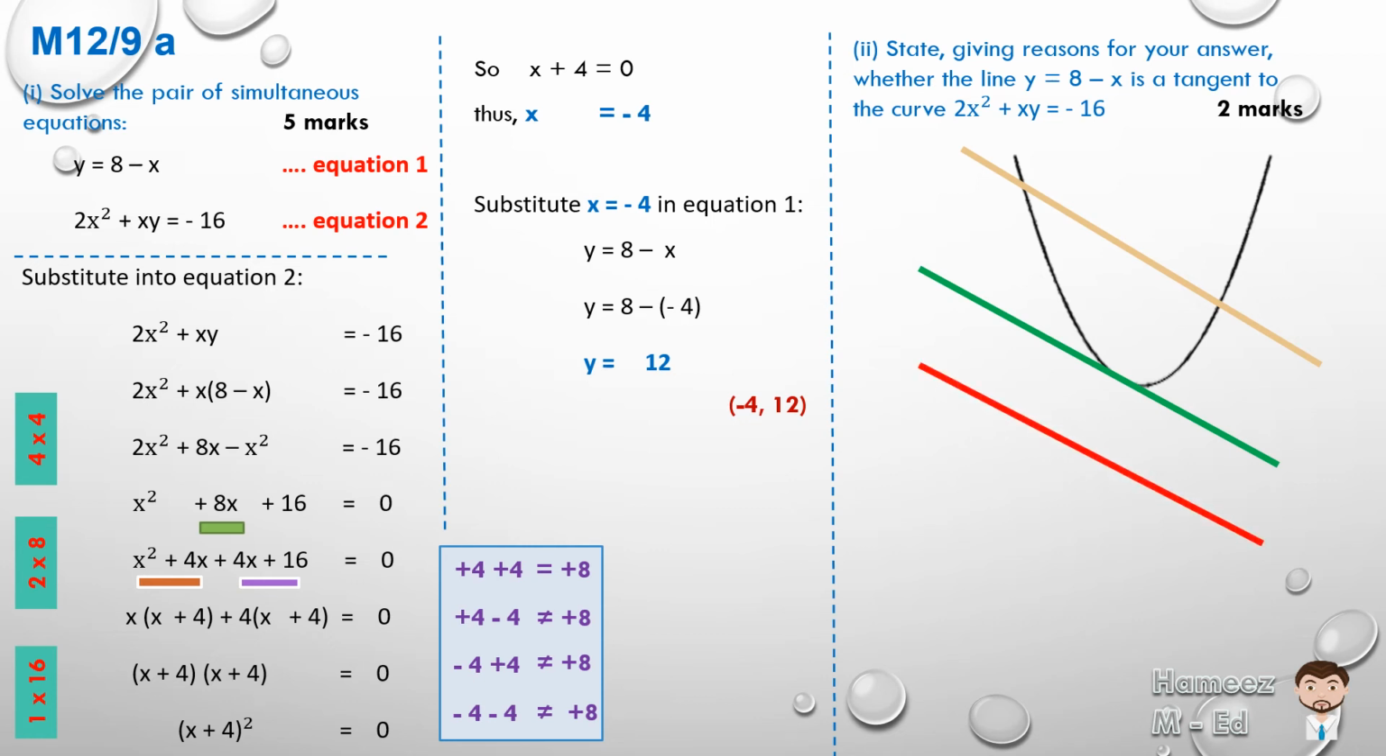So if we look at our solution to this pair of simultaneous equations, what we recognized was it cut only at 1 point, at minus 4, 12. So there's only 1 point of intersection, so it's only touching there. So the line y equal to 8 minus x is a tangent to the curve as it touches the curve at only 1 point.